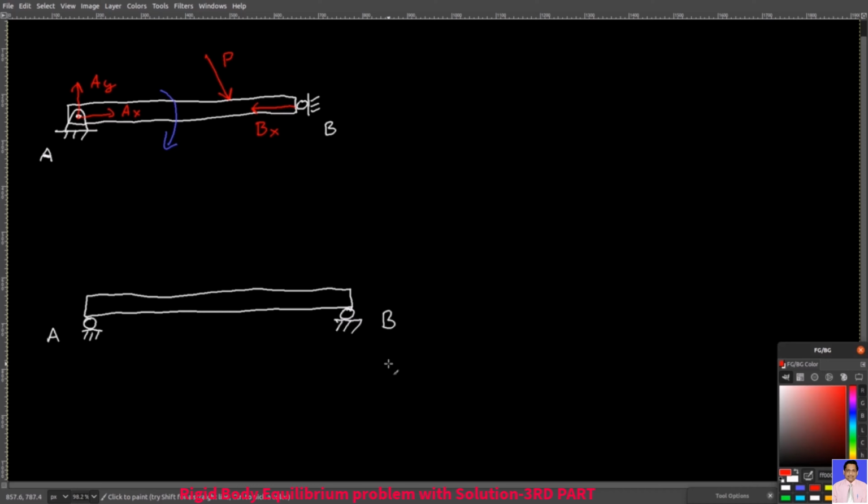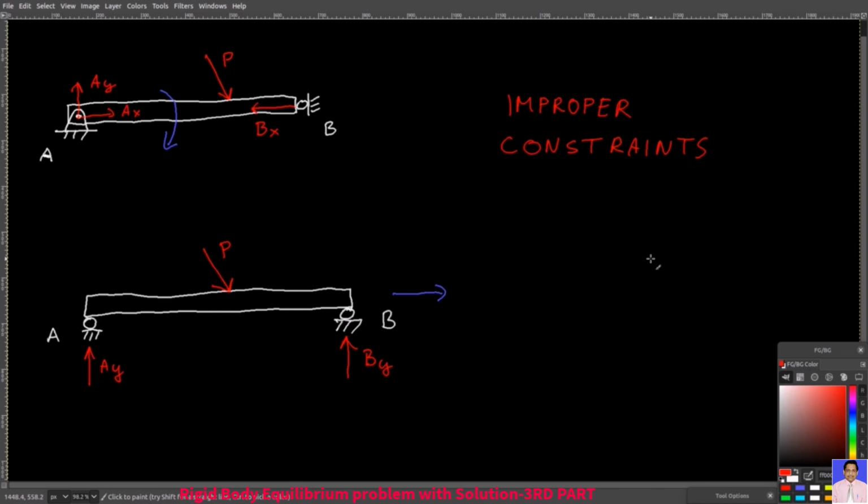Or consider this case where you have a beam on 2 rollers at A and B, and then force P, which is applied to the beam diagonally. So you will have AY here, BY here, and obviously your beam will translate sideways. So that's bad too. In this case, we say that you have improper constraints. It is important to avoid them to make sure that your constraints actually keep your structure in equilibrium.